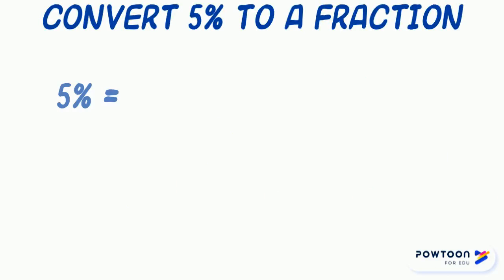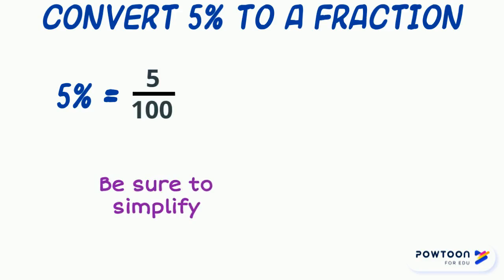Now let's talk about converting percentages to fractions. So if we're given 5%, percent just means out of 100, so we're automatically at 5 out of 100. But you always need to simplify your fractions. 5 goes into both 5 and 100, so we'll divide it out, and our answer is 1 over 20.